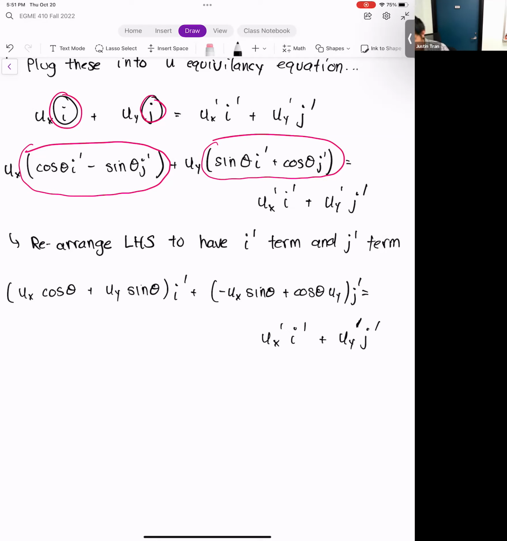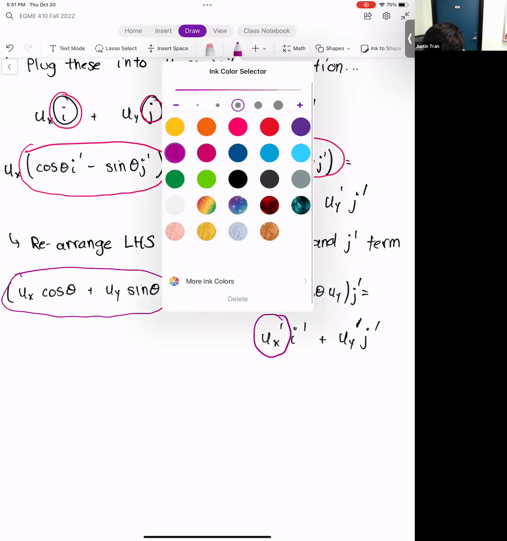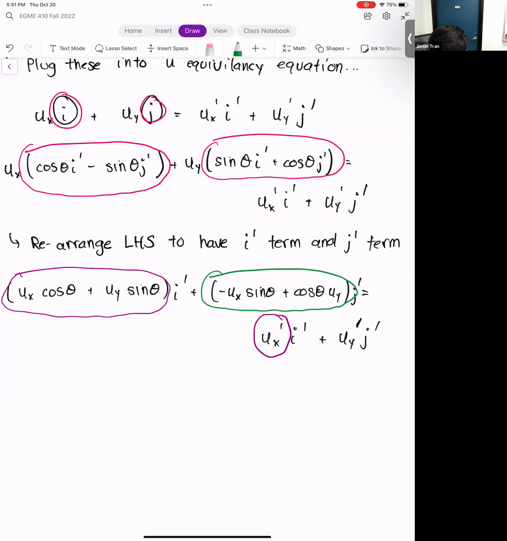So we just did a little bit of algebraic rearrangement. Why would I do that? I'm going to go ahead and highlight a couple of things to you. On the left-hand side, we have this term right here that's multiplied by I prime. Then on the right-hand side, we have ux prime, which is also multiplied by I prime. We also have this expression right here, which is multiplied by J prime, and then this term right here, which is also multiplied by J prime.